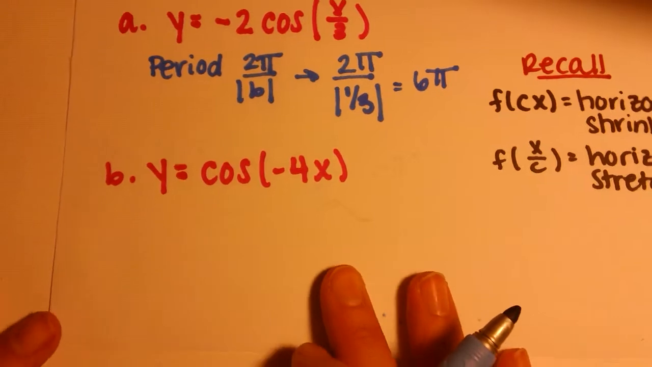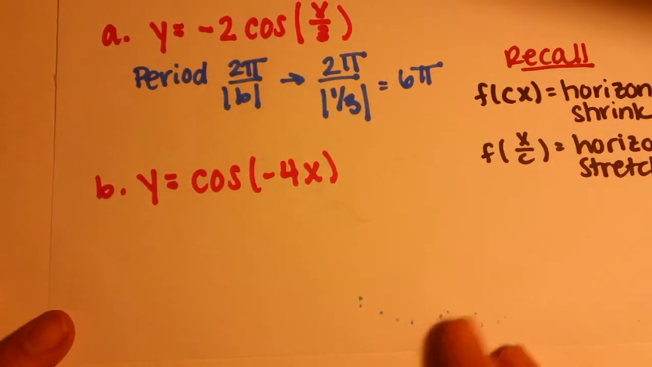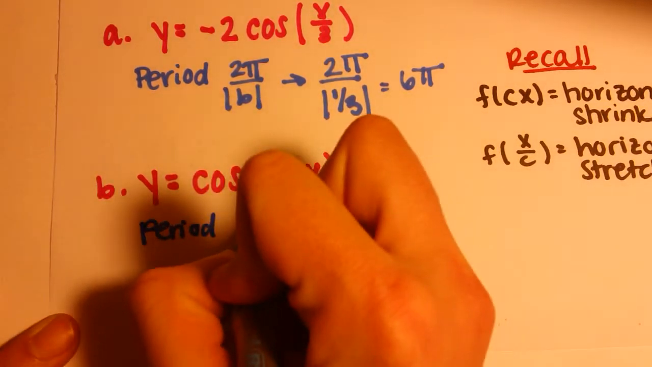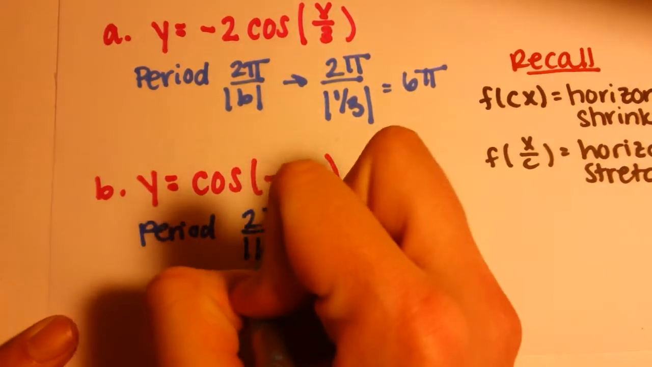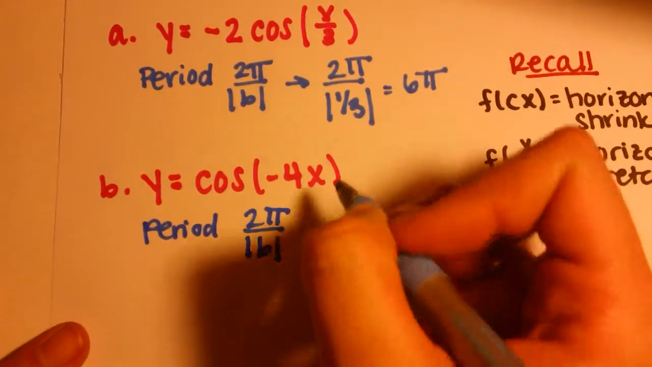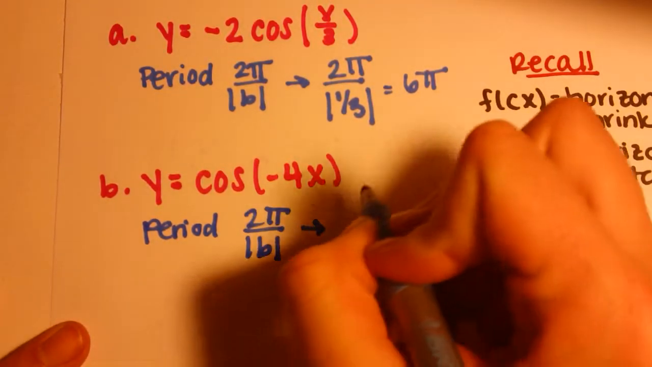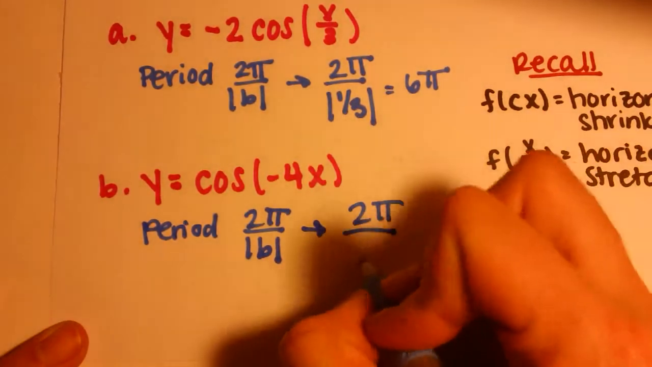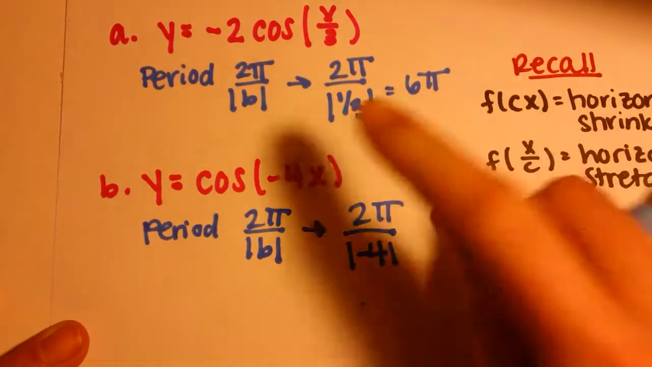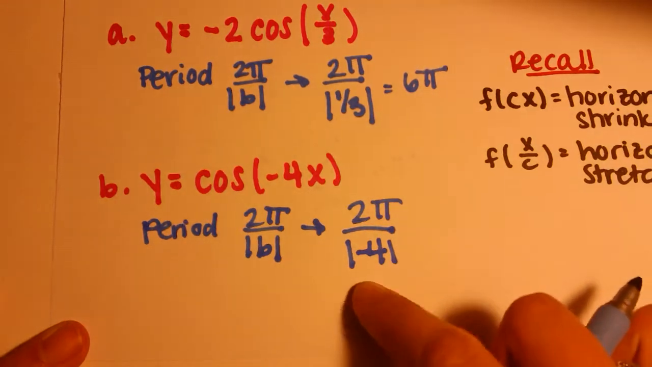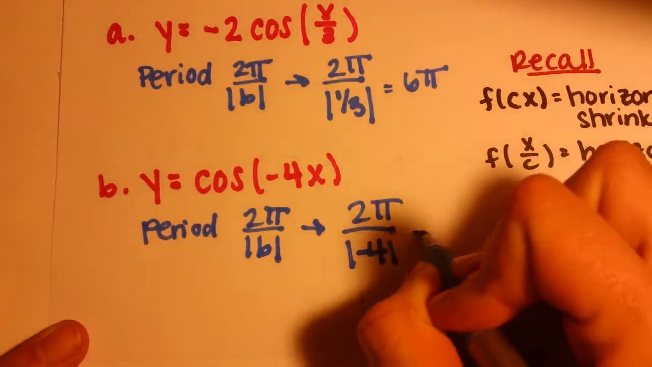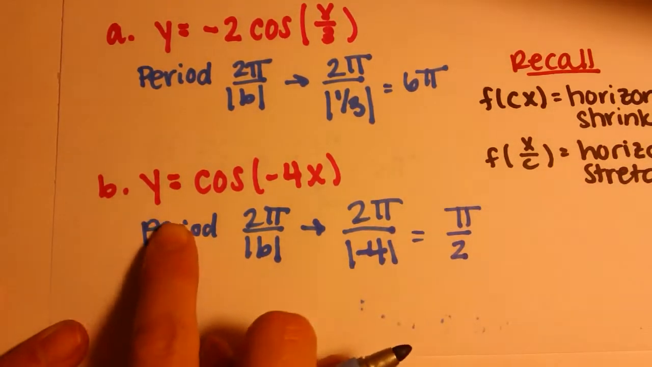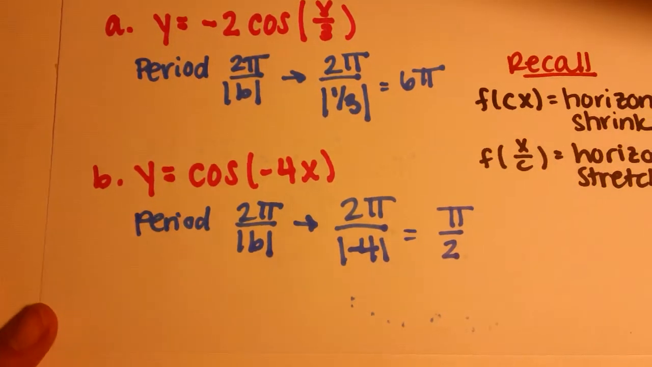Let's look at the next one. y equals cosine of negative 4x. Again, our period is 2 pi over the absolute value of b. So we'll have 2 pi over the absolute value of our b, which is negative 4. So then we'll have 2 over 4, which is pi over 2. So the period of this function is pi over 2.